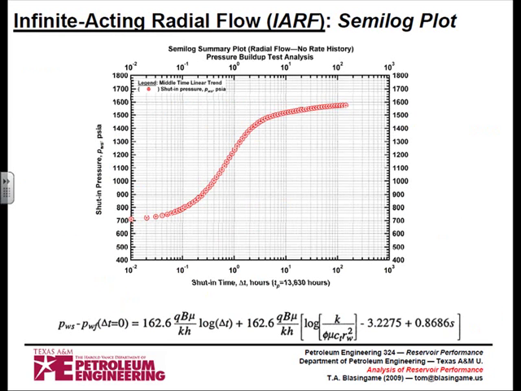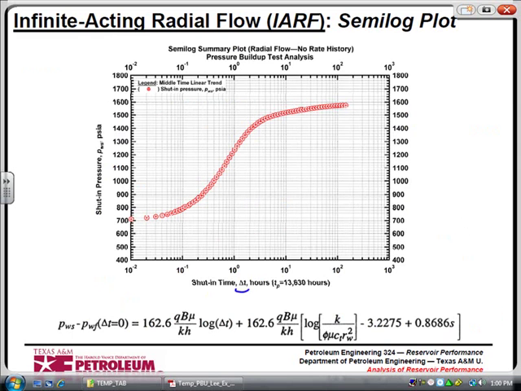Anyway, now let's go to the semilog plot. So here we are plotting the shut-in pressures versus the shut-in time. As I mentioned before, we are neglecting the rate effects here because the production time is very long. If you remember from the previous classes, during the infinite acting radial flow regime, when you plot the pressures versus the logarithm of time, it will show you a straight line, right? So we need to find the straight line on the plot here.